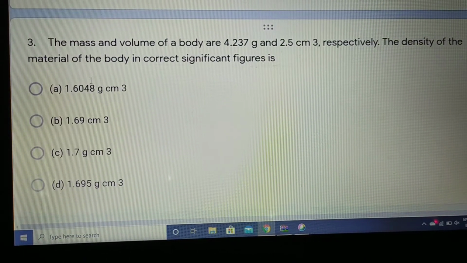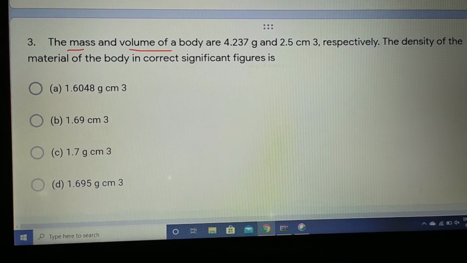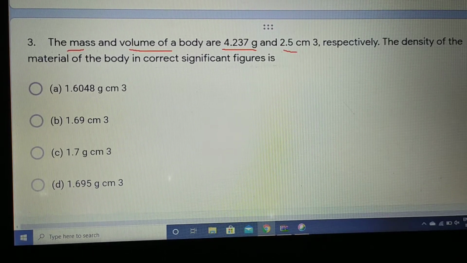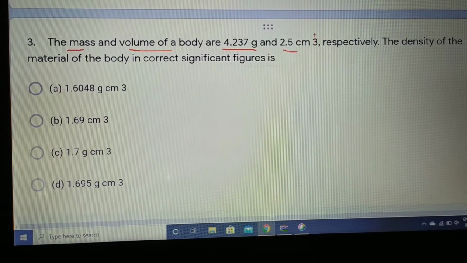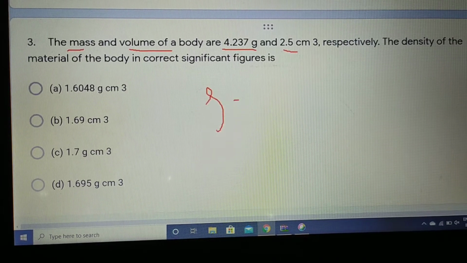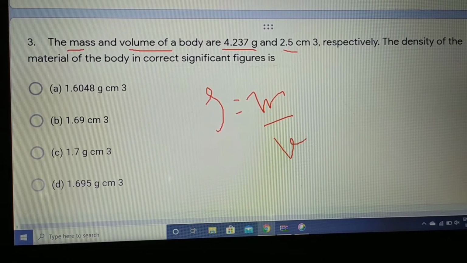Next question says the mass and the volume of the body are given, which are 4.237 gram is the mass of the body and the volume is 2.5 centimeter cube, respectively. Now the density of the material of the body in correct significant figures is, so we have to find the density of the material of the body, and we already know how we can find density. Density is equal to mass per unit volume.